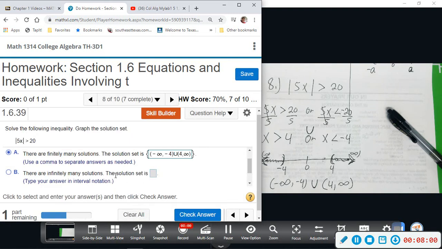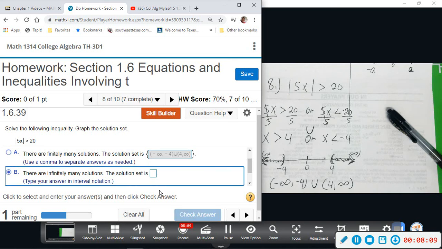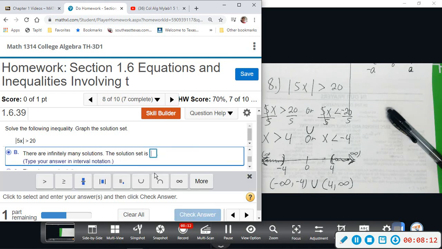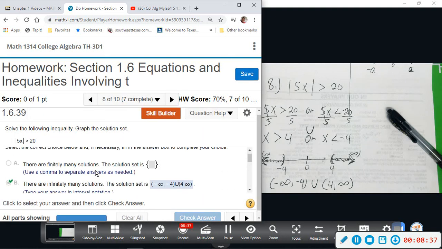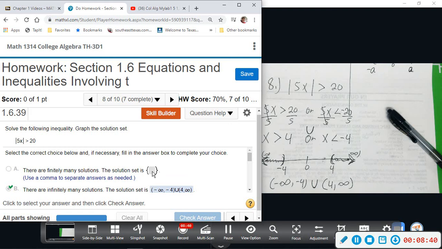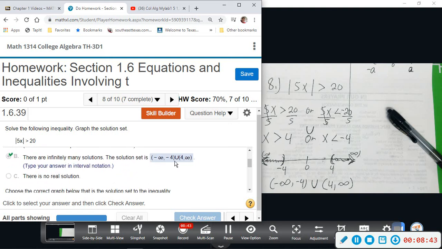Okay, so I guess we want to say, there are finite or infinite solutions. This is infinite, so I just put it in the wrong box. We want option B. We're going to type it in interval notation because there's an infinite number of solutions since it encompasses that whole interval. Negative infinity to negative 4, union 4 to infinity. So just be careful to read what it's saying. If there was just one number, like 5 and 6, I would use the other option, but there are infinite solutions in between here, so we need B.